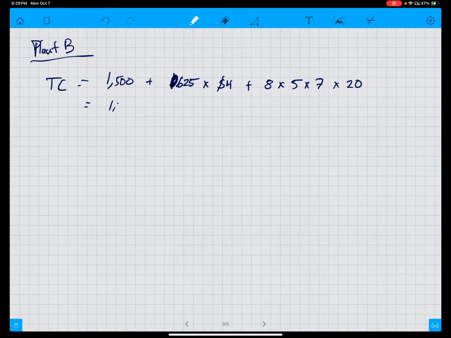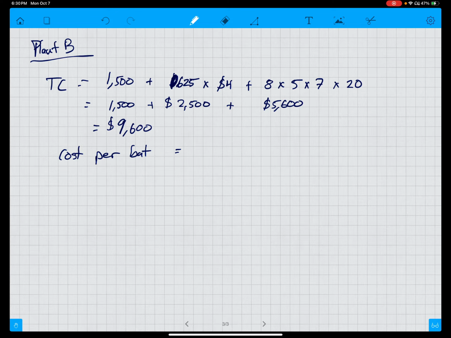is equal to 1,500 plus 2,500 plus 5,600 equals $9,600 for a week for 500 bats. Cost per bat is equal to 9,600 divided by 500 equals $19.20 per bat.